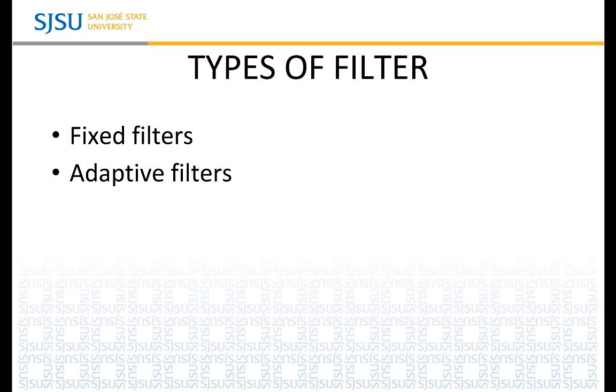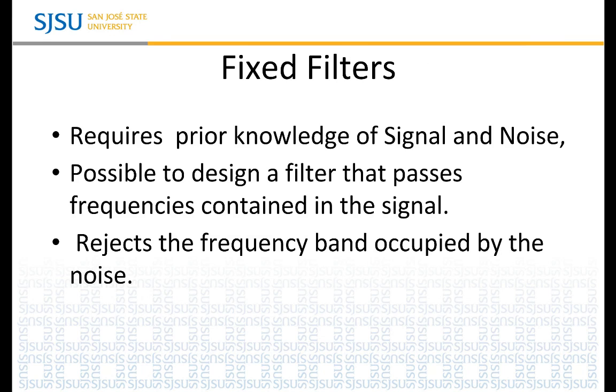So now, what are the types of filters? There are two types of filters, fixed and adaptive. So what are fixed filters? For fixed filters, you need knowledge of the signal and noise. You need those two inputs. When you have the signal and noise and pass them through the filter, you can obtain the expected signal, as I just explained. And it rejects frequencies, like for the low pass band or the high pass band, it rejects those frequencies which are the noise.